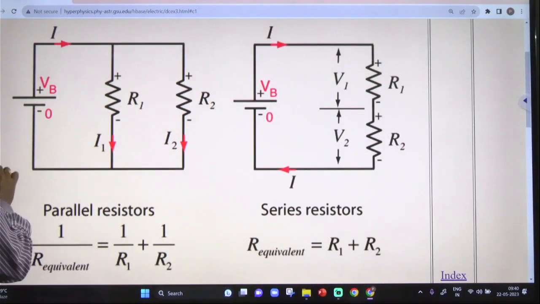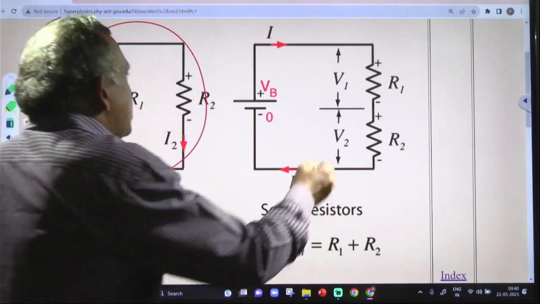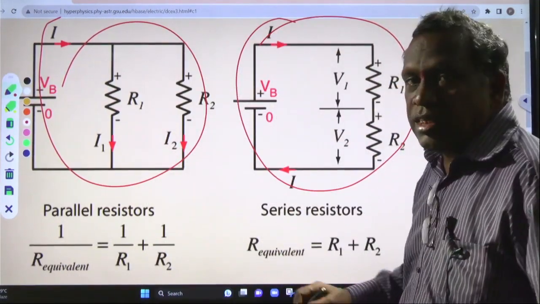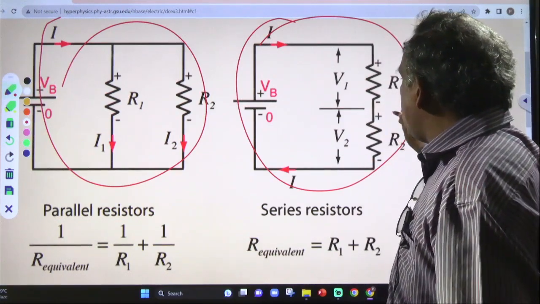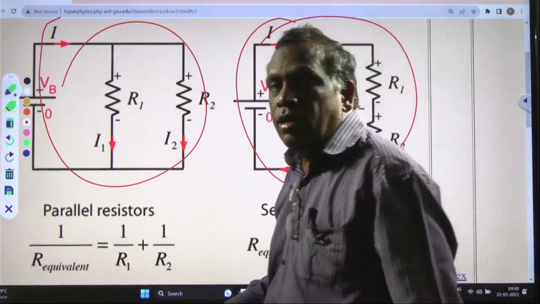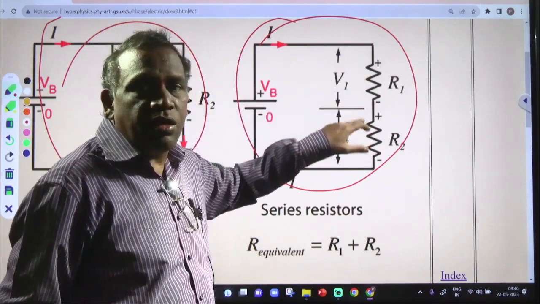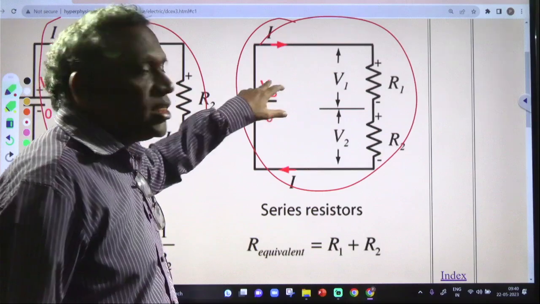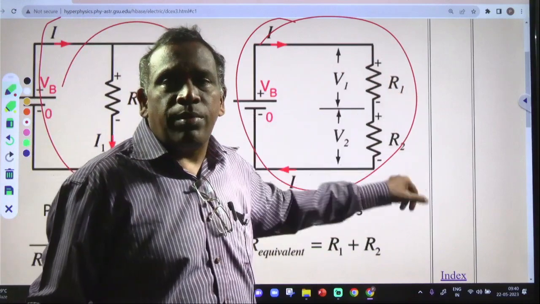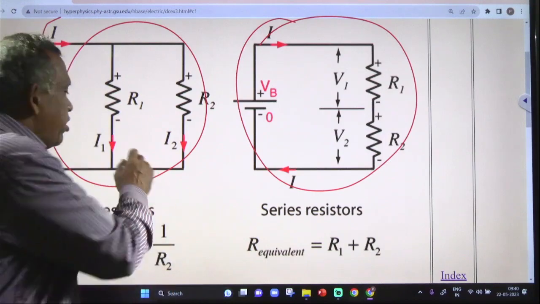So this one is the parallel connection, but this one is the series connection. Here R1 and R2 are connected in series, meaning the negative end of the first resistance is connected to the positive end of the second resistance, and so on. It is an end-to-end connection. Here the voltage across the resistors is different, V1 and V2. Let us say the voltage across the battery is VB. According to the series connection, VB equals V1 plus V2. According to the parallel connection, total current I equals I1 plus I2.